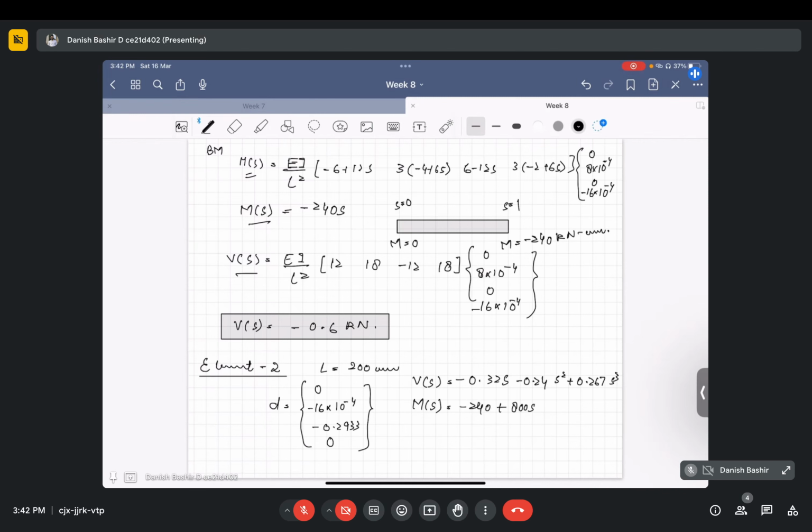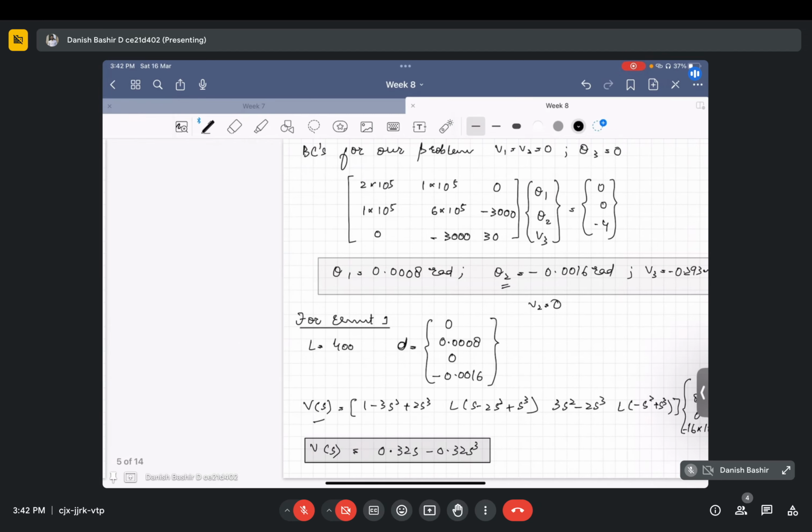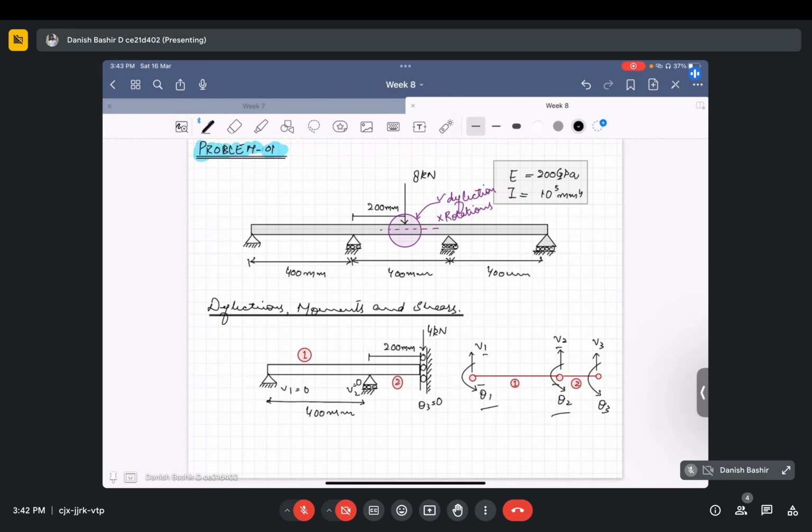So at S equal to 0, it is again minus 240, and at S equals 1, it is equal to 560. Shear force V of S we will get to be a constant shear force of 4.0 kilonewton. And it is visible from the geometry of our structure as well. So here this is 4 kilonewton, all through this element up to this point. Then there will be only 0.6 kilonewton acting up to this point.